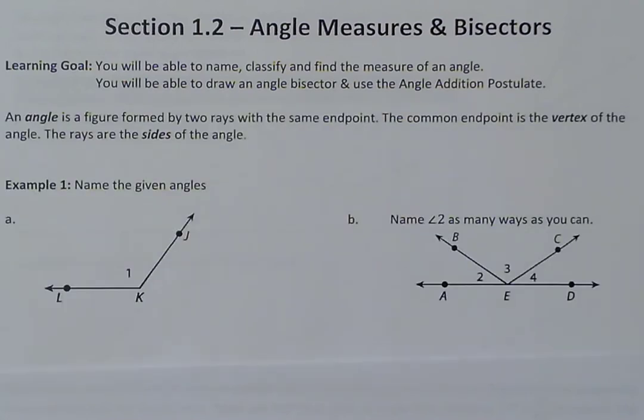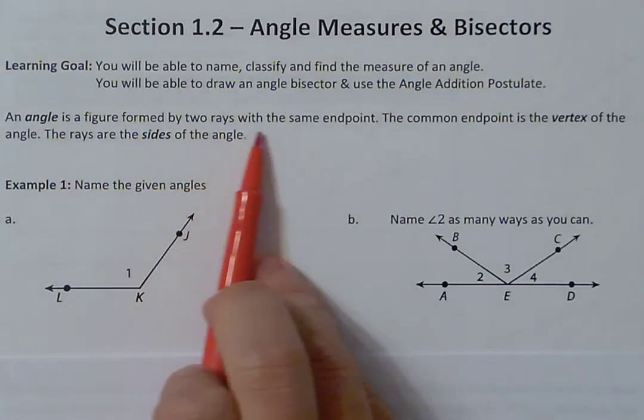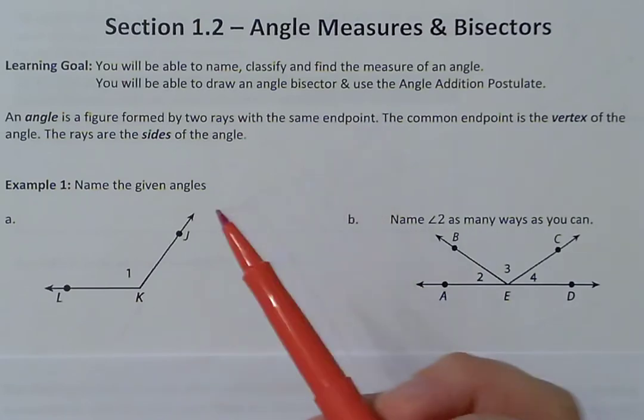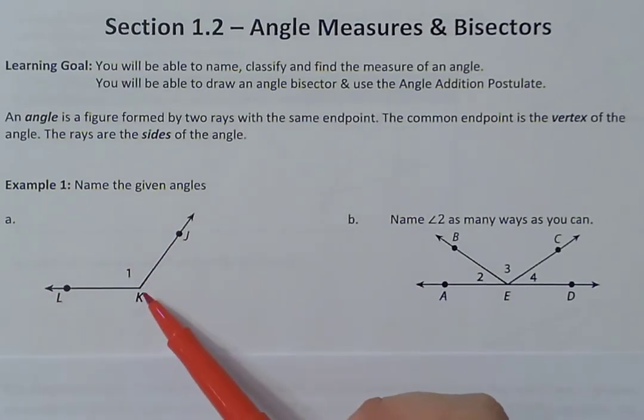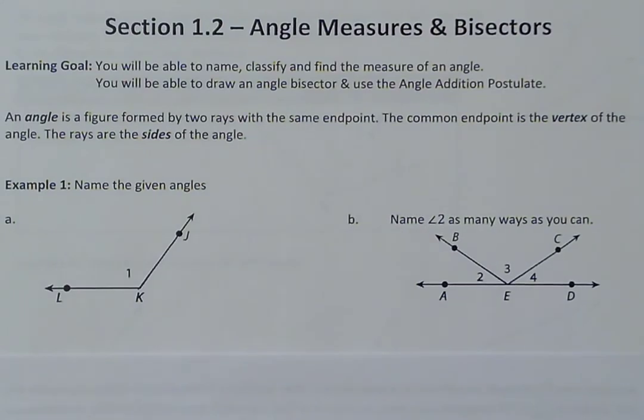And what we're going to take a look at first is angles. So let's first talk about the definition of an angle. Now, an angle is a figure that's formed by two rays with the same endpoint. Okay, so if we look at our angle here in example 1a, we have two rays and they both have the same endpoint of K. The ray KJ goes this direction, and the ray KL goes that direction. So an angle is just that.